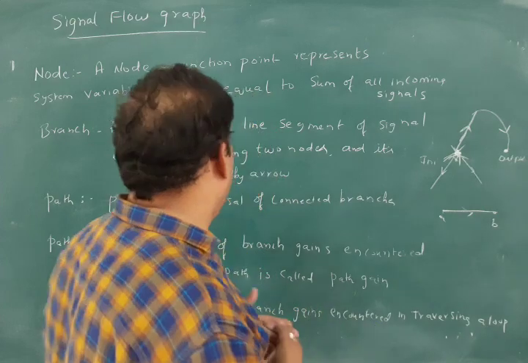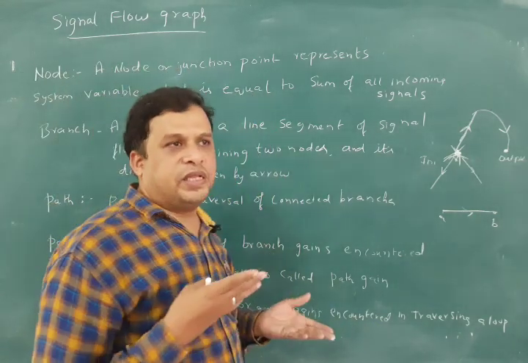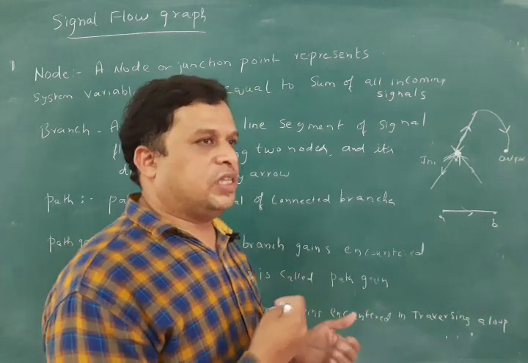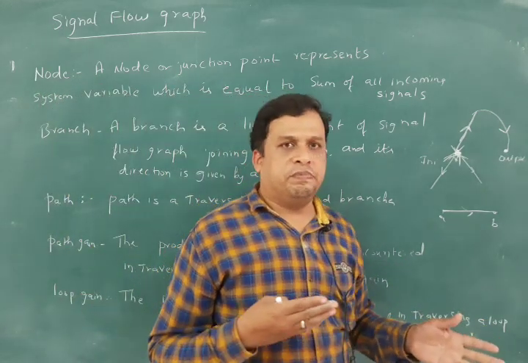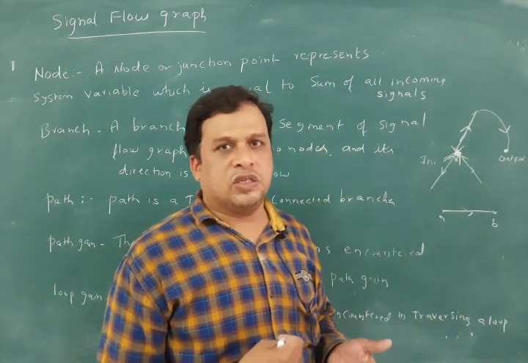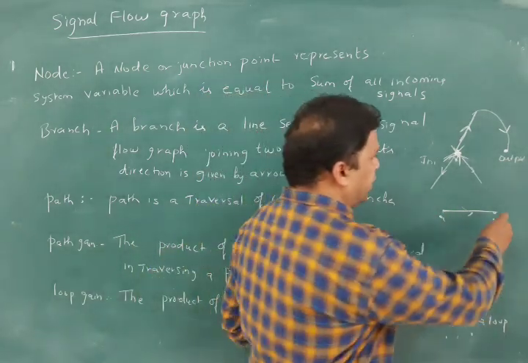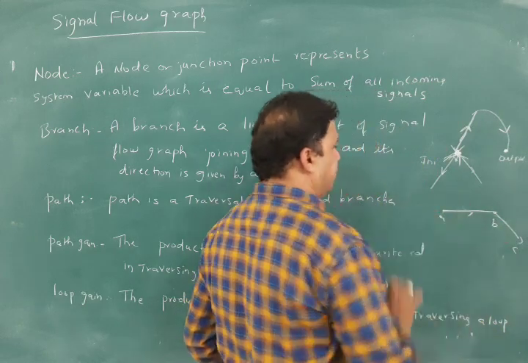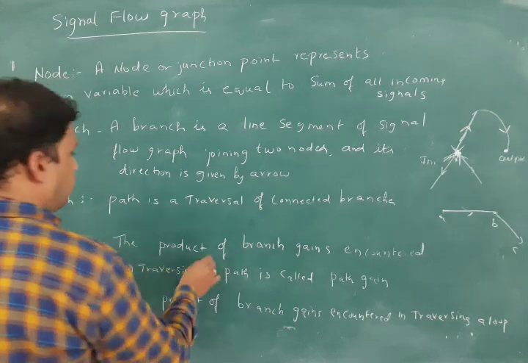One more thing you have to know here is the path. What is meant by path? A path means a road, we can say. A path is nothing but a traversal of connected branches, or a tracing of the connected branches. Suppose a number of branches are connected like this. Suppose this is a path: A, B, C is a path. And what is meant by path gain? What is my path gain?